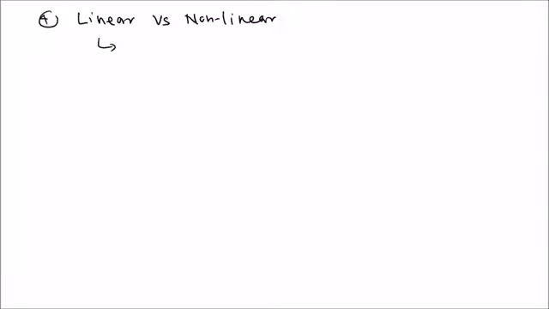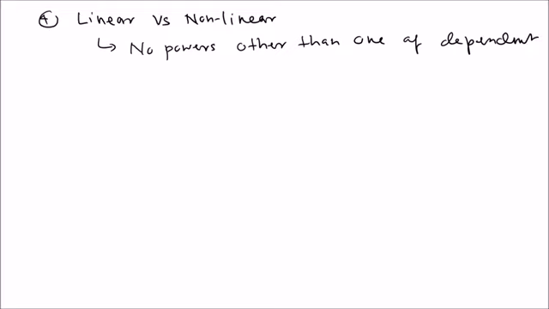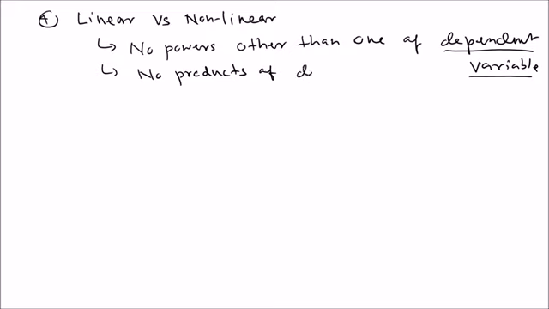Linear means no powers other than one of the dependent variable. So we don't worry about the independent variable. There can be only powers of one. That means there are no products. In other words, no products of the dependent variable or its derivatives.